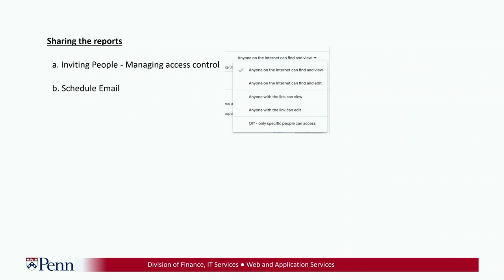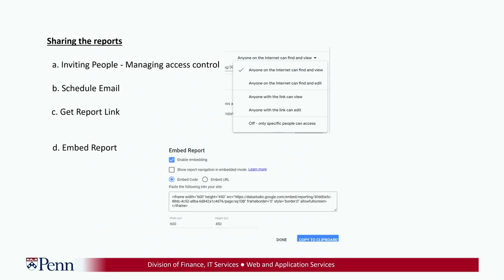Schedule an email. Again, kind of defeats the purpose, because that way it won't be interactive, because that report will go out to the person that you put in the email. You can get the report link, which we said you can control the access there. As I said, embed the report, which is really popular if you're going to do the embedding in a page. And basically, when you check that option, you'll see how that wants to embed. You can say you want to enable embedding. You can either embed the code or embed the URL.